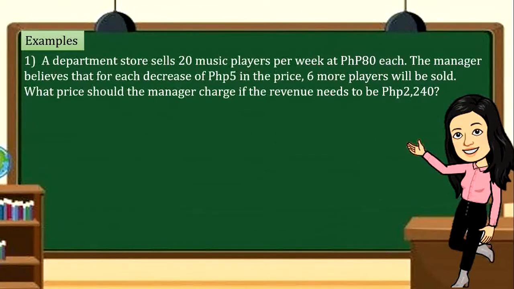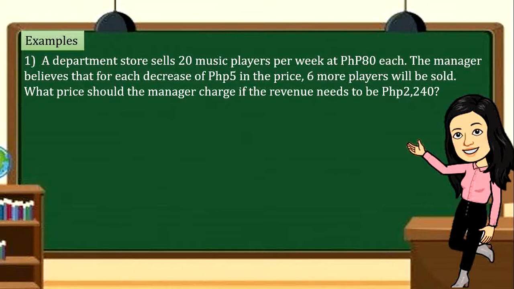Example number 1. A department store sells 20 music players per week at 80 pesos each. The manager believes that for each decrease of 5 pesos in the price, 6 more players will be sold. What price should the manager charge if the revenue needs to be 2,240?